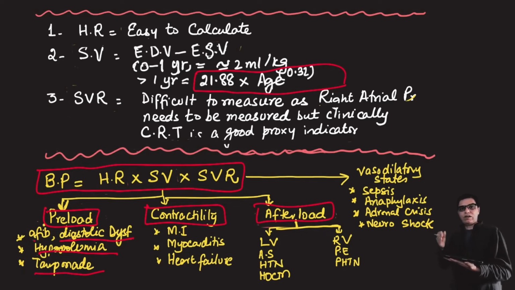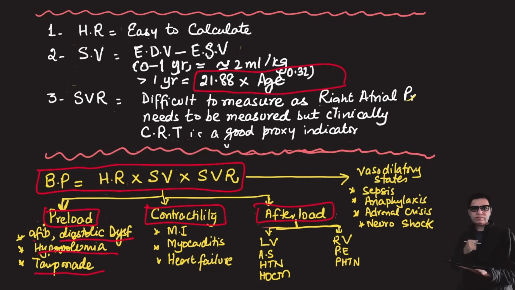That means increased afterload. So if there is reduced preload, reduced contractility, or increased afterload, all these factors would decrease the stroke volume from the heart. And reduced stroke volume means reduced cardiac output, which means reduced blood pressure, which means shock. Why? Because less blood flow, hypotension, less oxygen going to the cells, cells don't get oxygen, they die, shock.